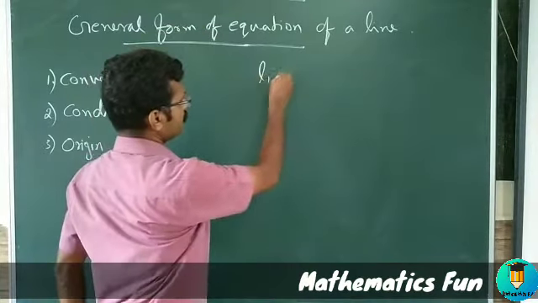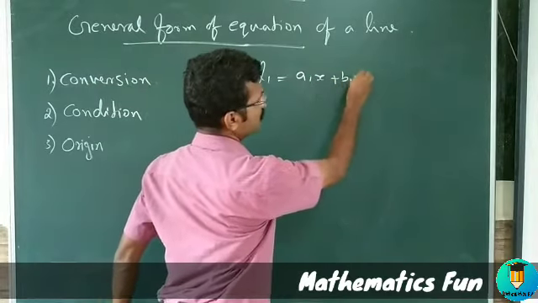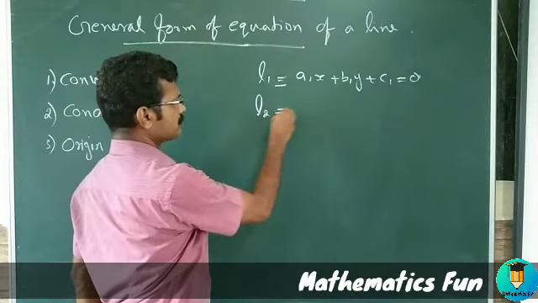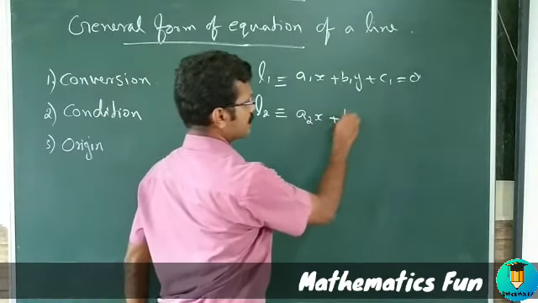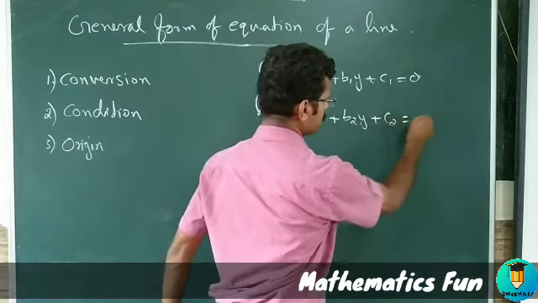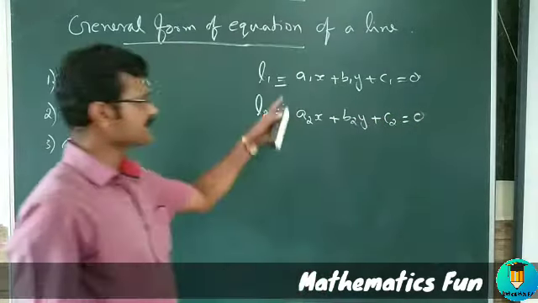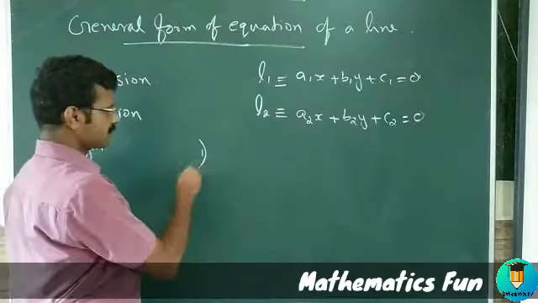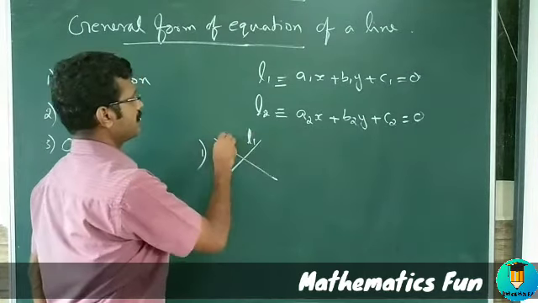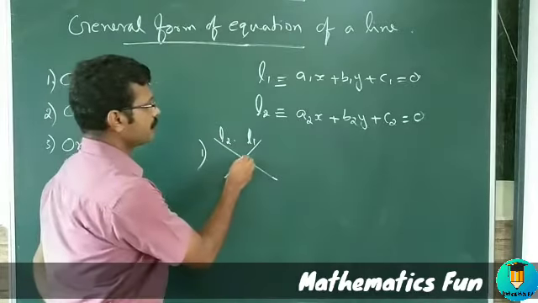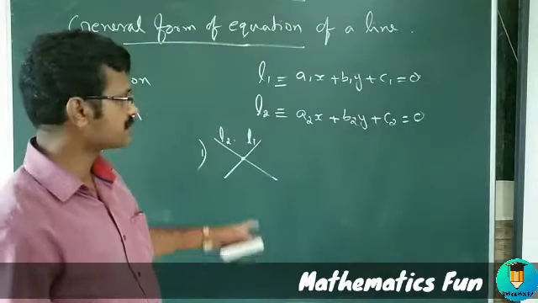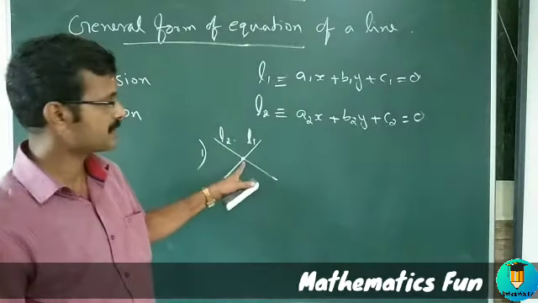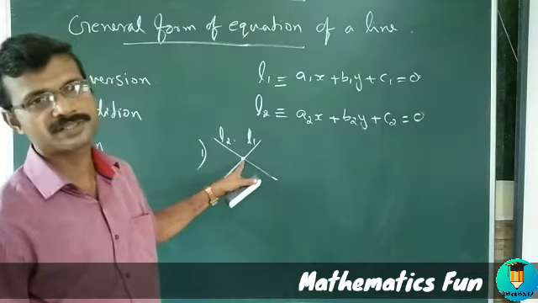So let one of the lines be a1x plus b1y plus c1 is equal to 0. This is one of the lines. Another line, let it be L2, is a2x plus b2y plus c2 is equal to 0. What are the three different situations that can arise when these lines are given? One situation is that the lines can intersect. L1 and L2 can intersect. That means there will be one point of intersection. In that case, we say that these lines are consistent. If they intersect, a solution will exist, so we can say it is consistent.